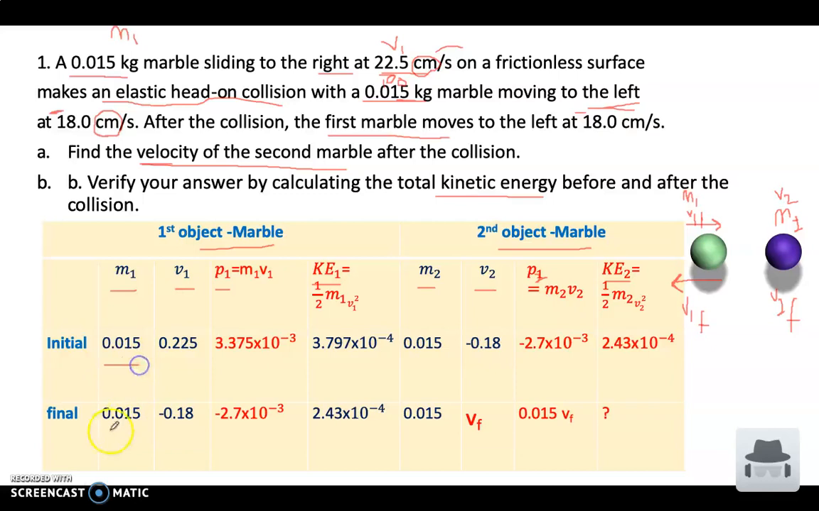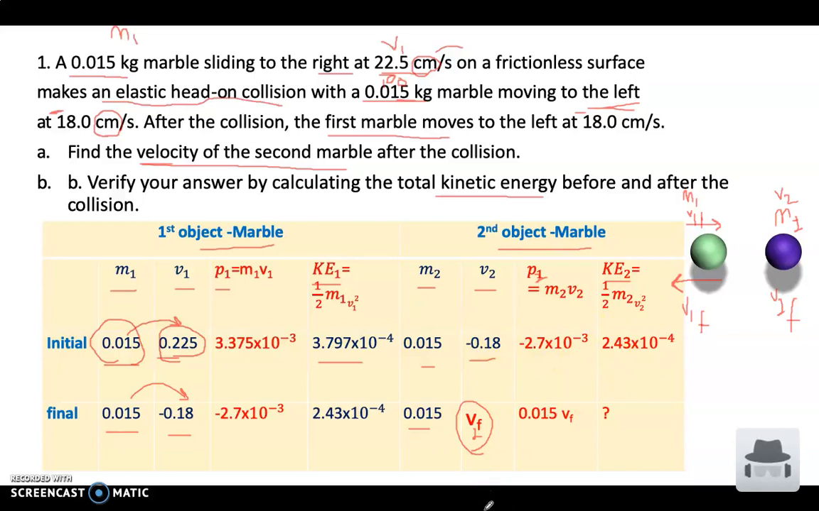So M1 is the same, it doesn't change. V1, I convert it to meter. I convert all of these to meter. And here M2, the same thing, they have the same mass. V2 is negative. I need to find V2 final, the second object's final velocity. How do I calculate the momentum? It's mass times velocity, initial and final. How can I calculate the kinetic energy? I'm going to use the formula half m v squared. So half, I have m, and v squared, I write it down. Similarly, I finish this table.